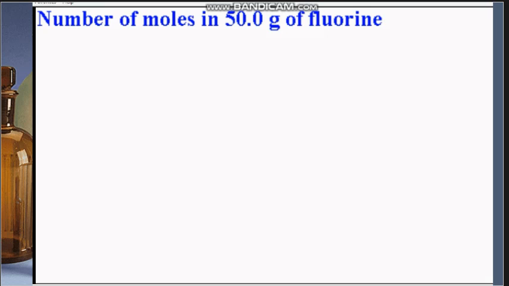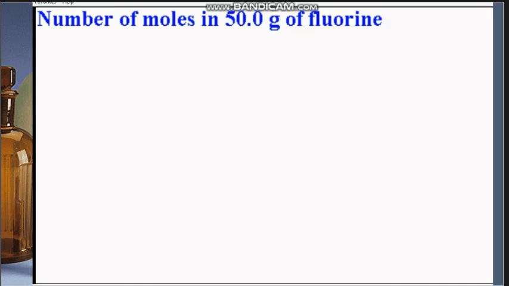Let's watch it. In this example, we're going to calculate the number of moles in 50.0 grams of fluorine. Now remember what the mole concept allows you to do. It allows you to count atoms or molecules. This is an incredibly important concept in chemistry. You've got to get this. If you don't get this, you'll be lost in most of the remaining modules.